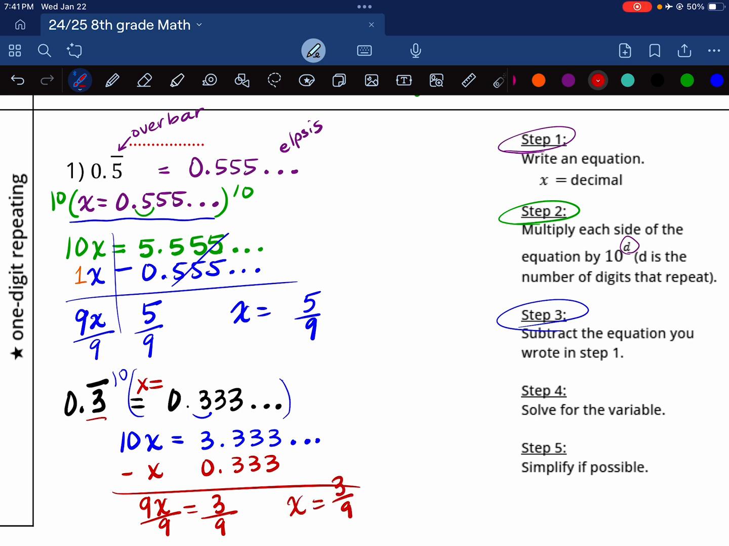Well, can I simplify it? What is its greatest common factor? Well, its greatest common factor is 3. So I'm going to divide both sides by 3. And I have 1/3. And that is what x equals.